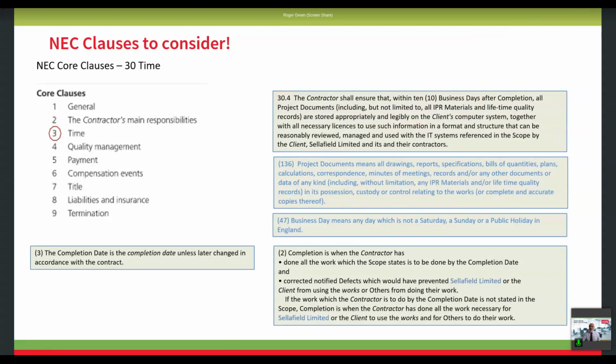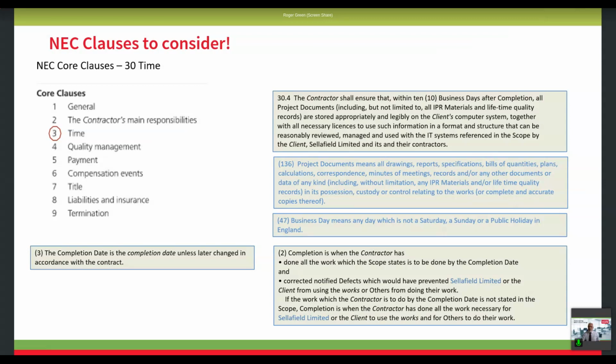3 is time. So this is all about the program. Again, there's some phraseologies that need to be picked up in here. So they talk about business days, which is defined as a day which is not a Saturday, a Sunday or a public holiday. So that is actually a business day, with a capital B and a capital D.